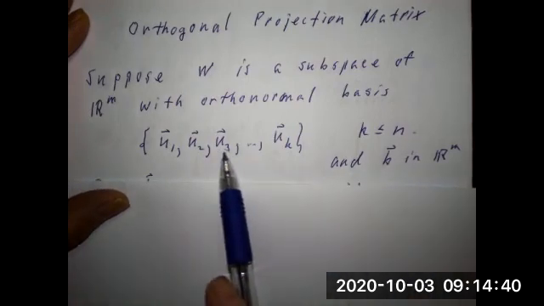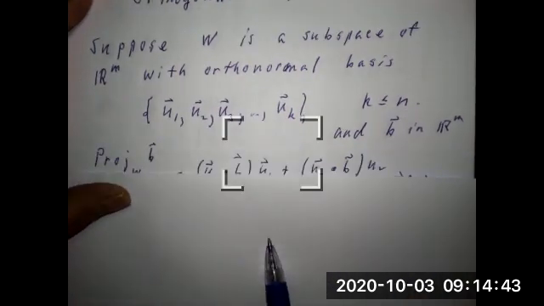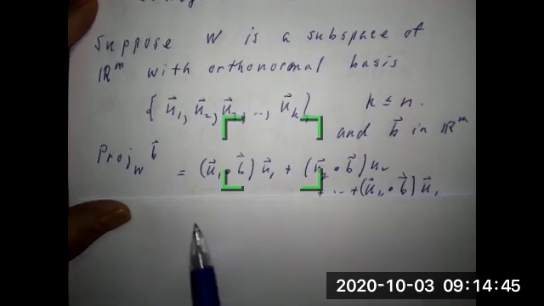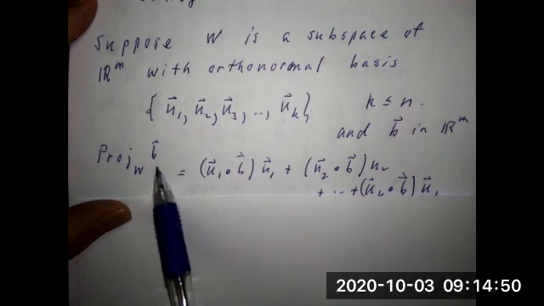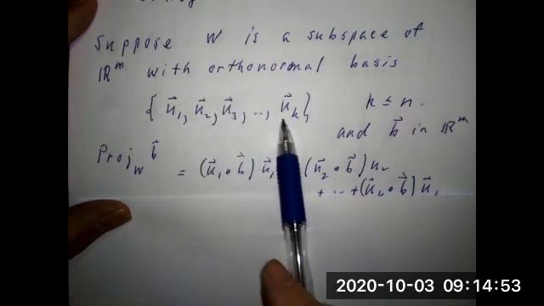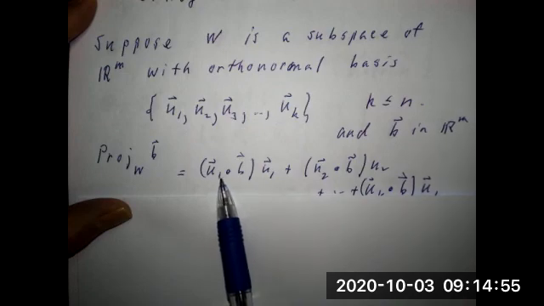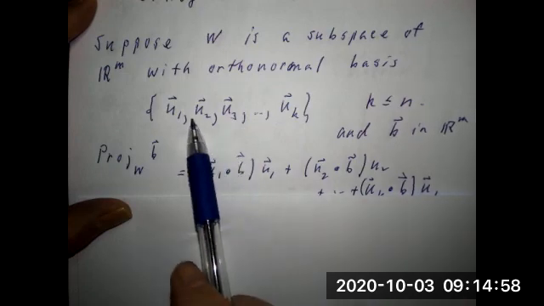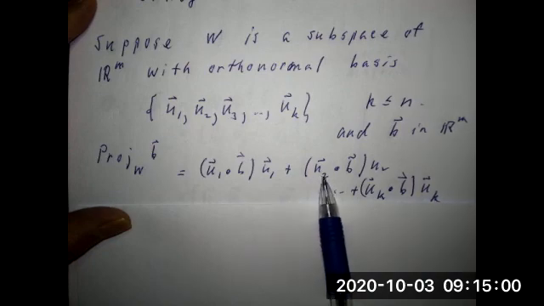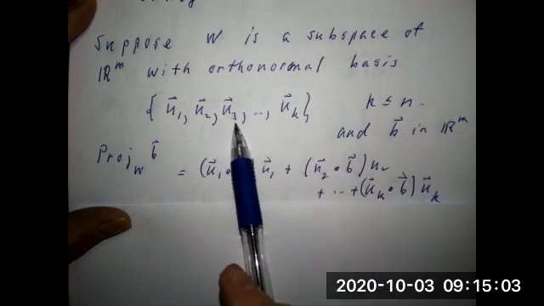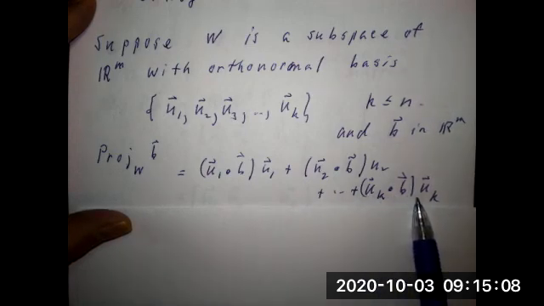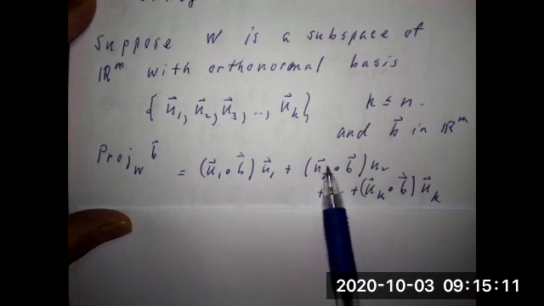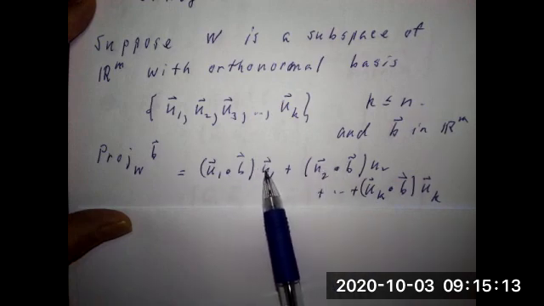It's not necessarily in the span, so we know how to form the orthogonal projection. The orthogonal projection of b onto the subspace W, W being the span of these vectors, we take u1 dotted with b, multiply that by u1, take u2 dotted with b, multiply by u2, and so on down the line, ending with uk dotted with b times the vector uk. So these are dot products, and then this is ordinary vector multiplication right here. This is a scalar times a vector.